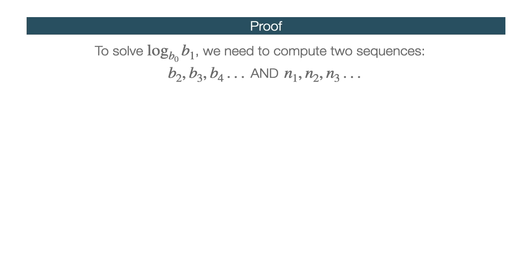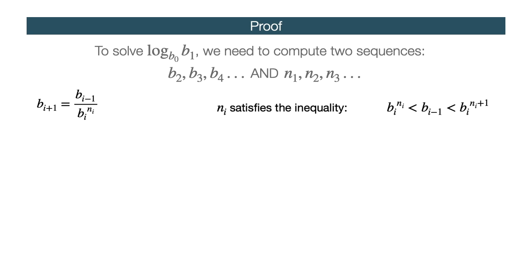Okay, now I'm going to prove to you why this works. To solve log base b0 of b1, we need to compute two sequences, b2, b3, b4, and n1, n2, n3. We define b(i+1) to be equal to b(i-1) over bi to the power of ni, and ni satisfies the inequality bi to the power of ni is less than b(i-1) and is less than bi to the power of ni plus 1.